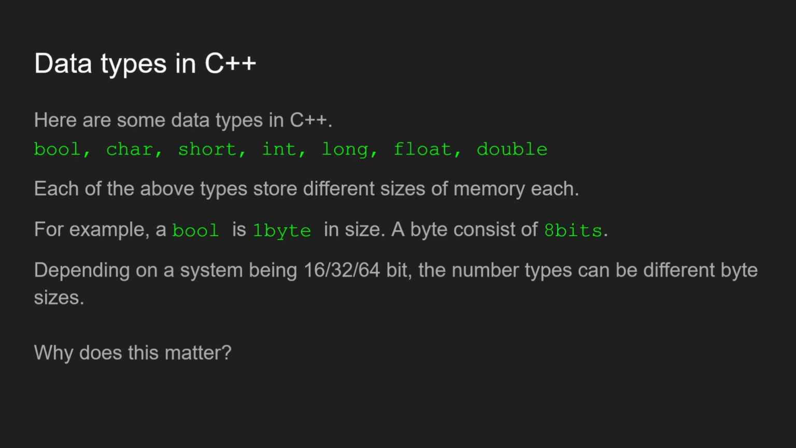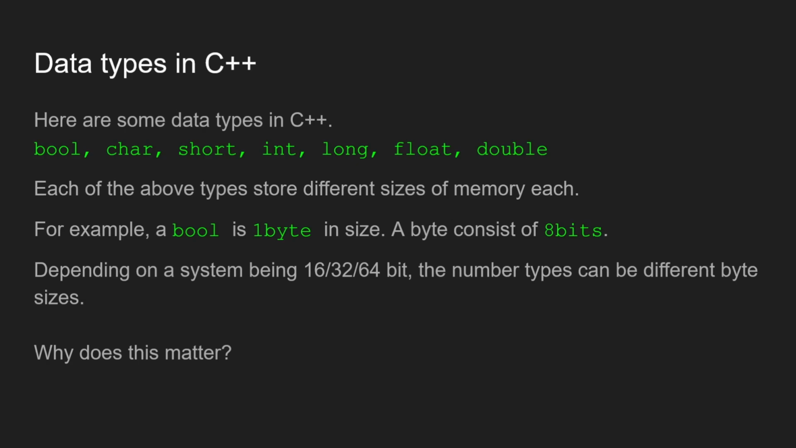A long is an integer, by the way. A float is a number that has decimal places, so you can create a fraction. A double is also like a float, but it has more decimal places. A double has 15 decimal places and a float only has like 6.